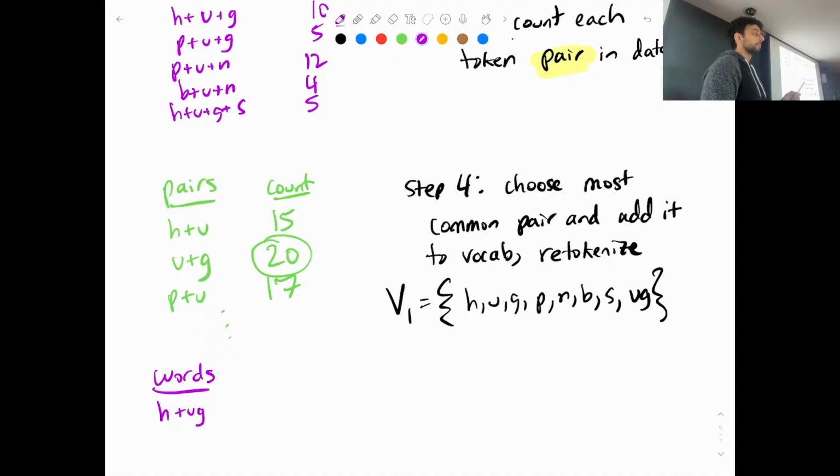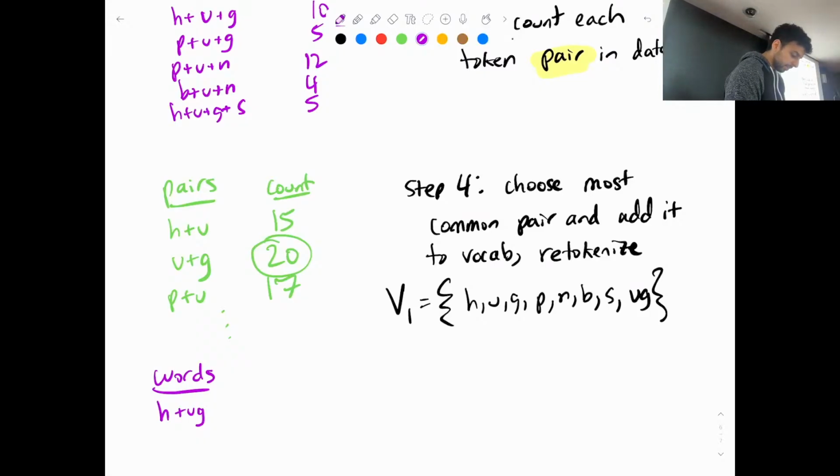Based on the number of merges that have been made, you will prefer. So each UG creation is one merge, and if HUG is a single token, that is going to be two merges. So we're going to prefer to use things that have been merged multiple times if possible.